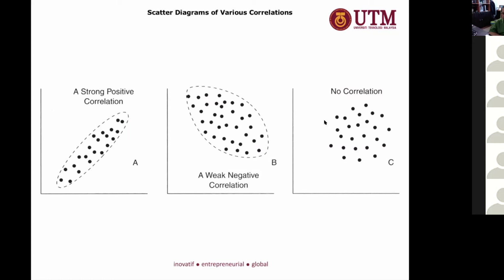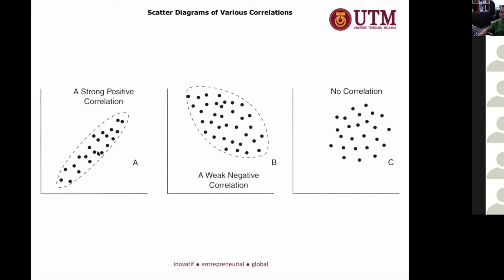When you have data, you plot the scatter plot. So this one shows the strong correlation. Why strong correlation? Because the data distribution is close to the mean. When it's close to the mean, it shows strong correlation. But if the data distribution is far from the mean, doesn't have tendency to the mean, like this, it shows weak correlation.